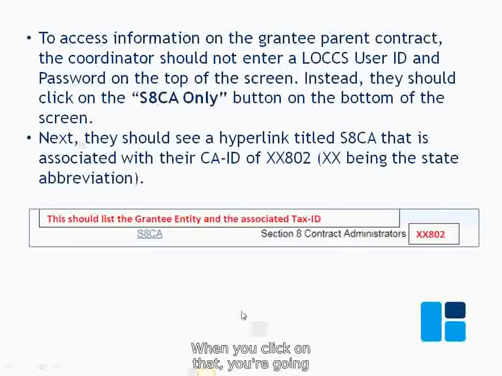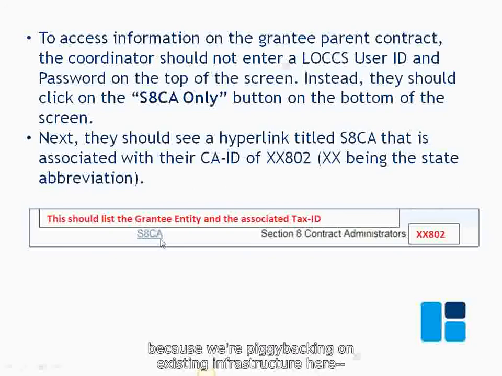When you click on that, you're going to see different program areas that you've been given access to. And what we're looking for, again, it's not perfect because we're piggybacking on existing infrastructure here, but it's going to say S8CA for the Section 8 Contract Administration level access. And then you're going to see here a line, and it's going to have a 2-digit state code and 802. This is what is referred to as your CAID.